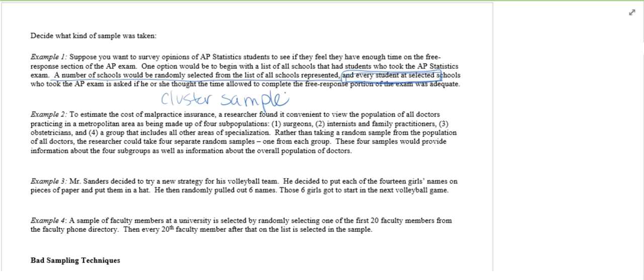Okay, so we separate the doctors into 4 groups, and then they take 4 separate random samples, one from each group. What type of sampling method is that? We separate them into groups that are similar. Notice the group of surgeons is supposed to be similar. The people in group 2, the internists and family practitioners, are similar. Obstetricians are similar, and then the other areas of specialization. So we put them in separate groups that are similar. This is going to be stratified.